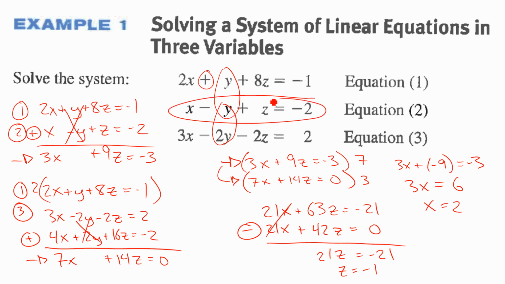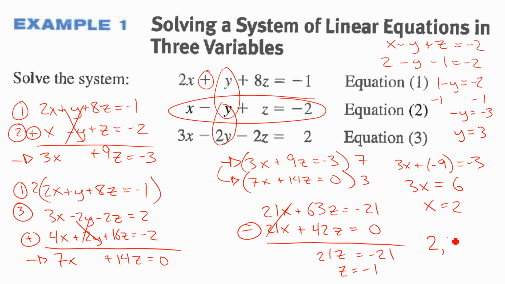And then let's go grab any of the original equations. I'm going to grab this one. Looks like the easiest. x minus y plus z equals -2. So 2 minus y minus 1 equals -2. So this is 1 minus y equals -2. Let's subtract 1. We'll get -y equals -3. So y equals 3. 2 for x, 3 for y, -1 for z.